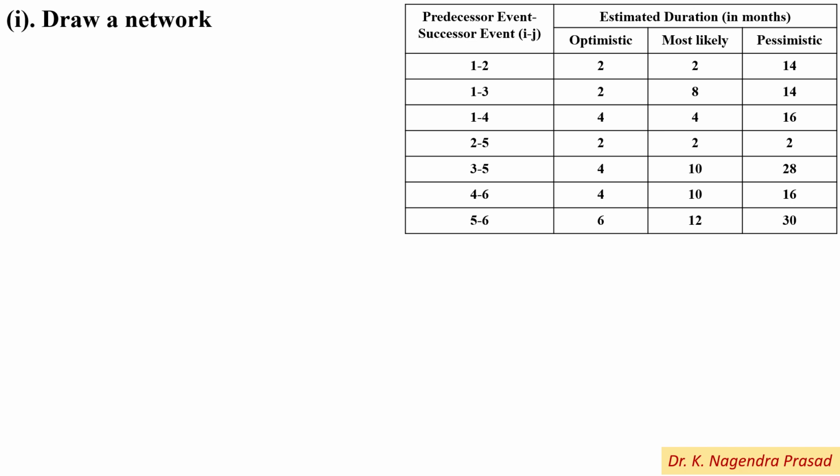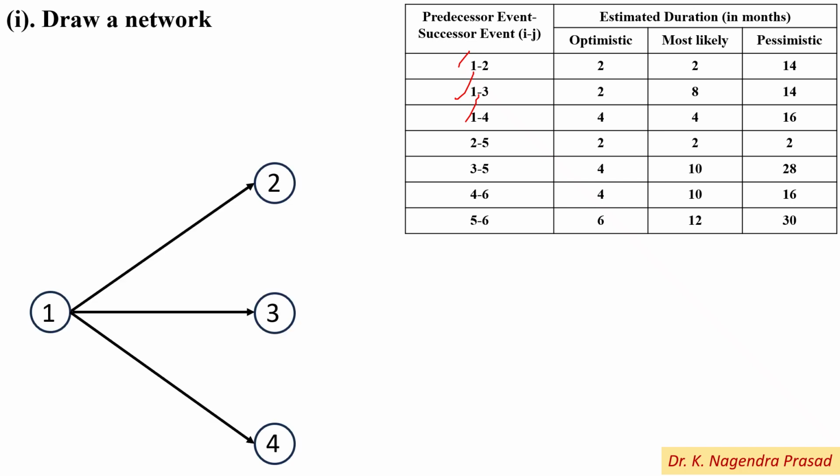So here activities 1 to 2, 1 to 3 and 1 to 4 start from the event 1. So draw these activities like this: 1 to 2, 1 to 3 and 1 to 4. Next activities are 2 to 5 and 3 to 5. For these activities, event 5 is the merge event. So draw these activities like this. So these are the activities 2 to 5 and 3 to 5.